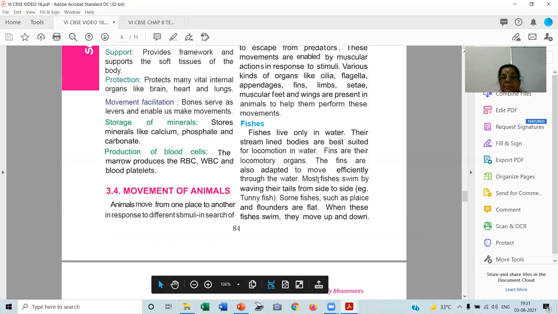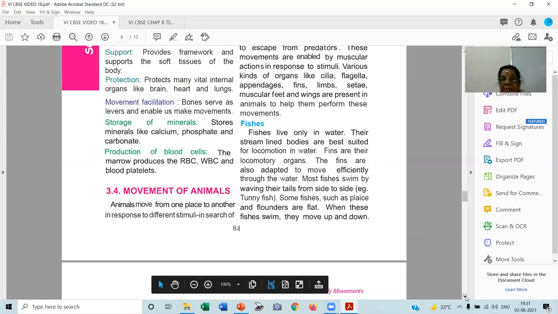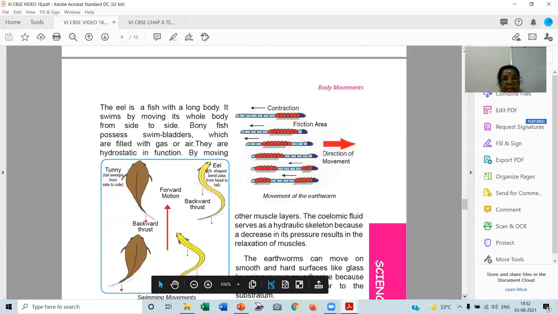They are also adapted to move efficiently through water. Most fishes swim by waving their tails from side to side. Example, tunny fish. Fishes such as plaice and flounders are flat. When these fish swim, they move up and down. Refer to the diagram for side to side and up and down.